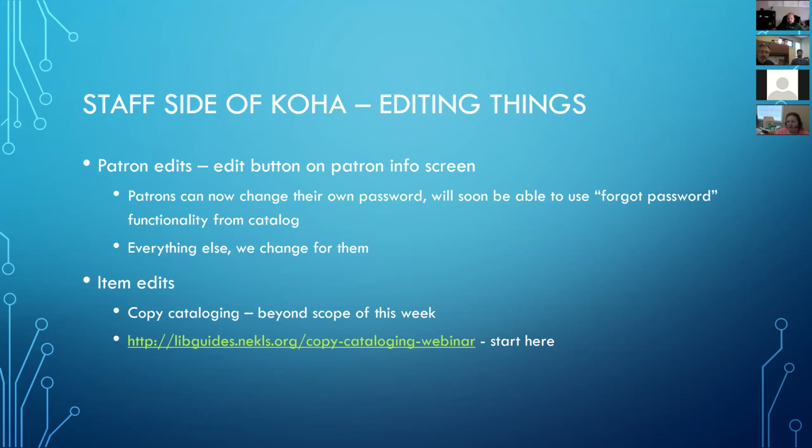I mentioned earlier that editing items is possible, but beyond the scope of this week's class. So I'm not going to talk too much about copy cataloging other than to tell you that if you go to our libguides.necls.org, the very first libguide that we have is a how to start copy cataloging. So if you have any questions about how to change items, how to adjust things on an item or bib record, whichever, that is the place to go.